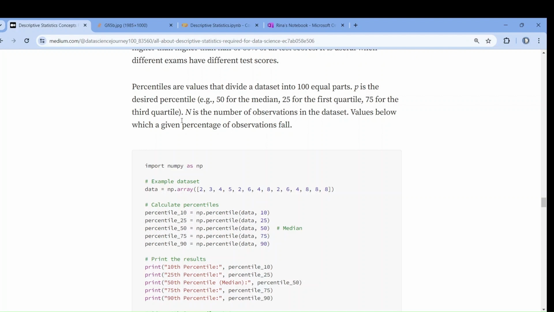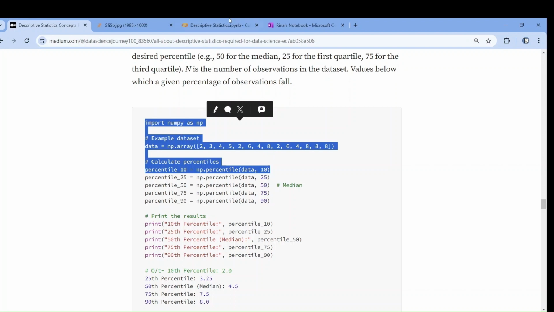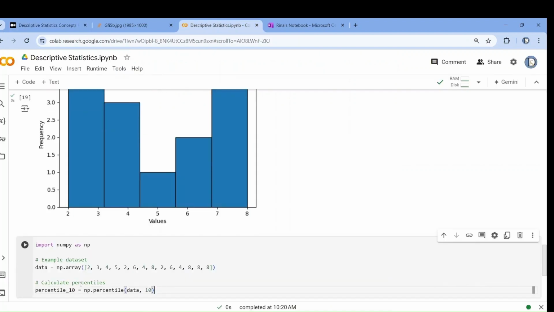That means 75% of the data points are lying below this data point. 50 percentile, that is the median, or we can say 50% of the data points are lying below this particular data point, this value. Okay, now let's see how to calculate using Python.